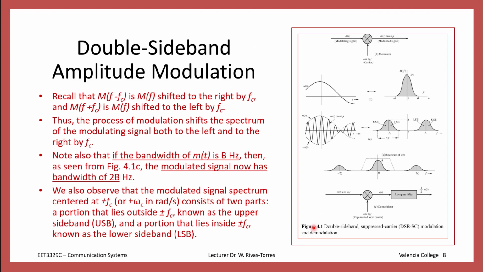Okay, so diving into the details of double sideband AM, or double sideband amplitude modulation. Notice that you are going to shift M of omega both to the right and to the left. You start off, let's say, with a signal m of t that takes this shape and has a Fourier transform, or a frequency response, that looks like this. Part B of this figure shows the relationship between the time and frequency domains.